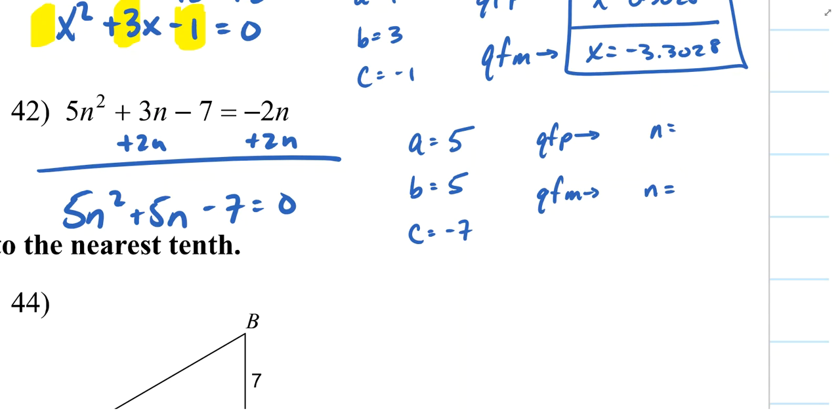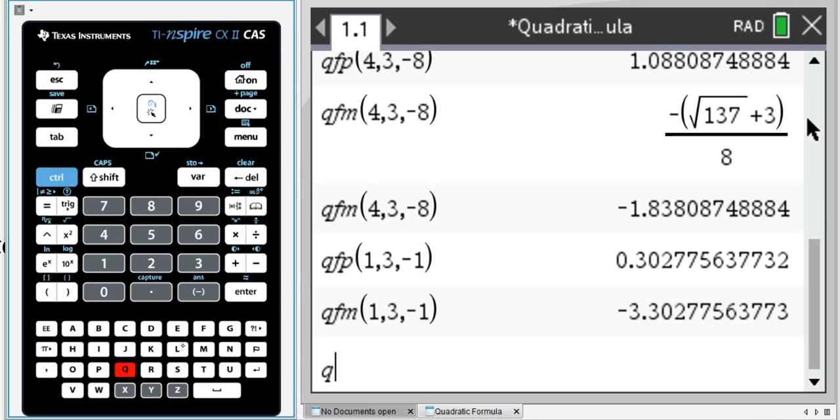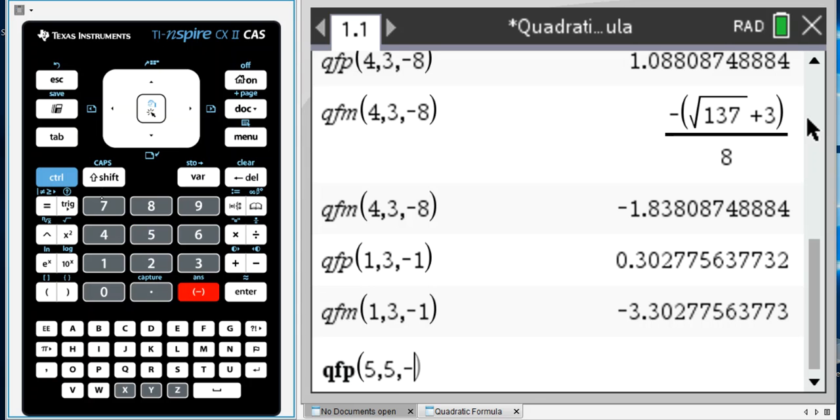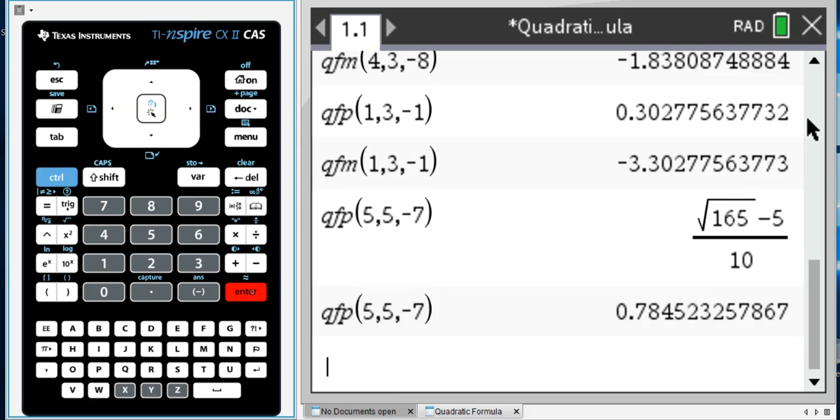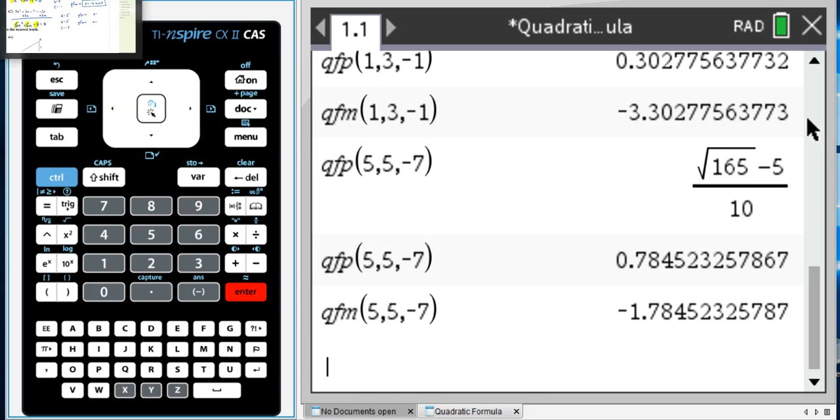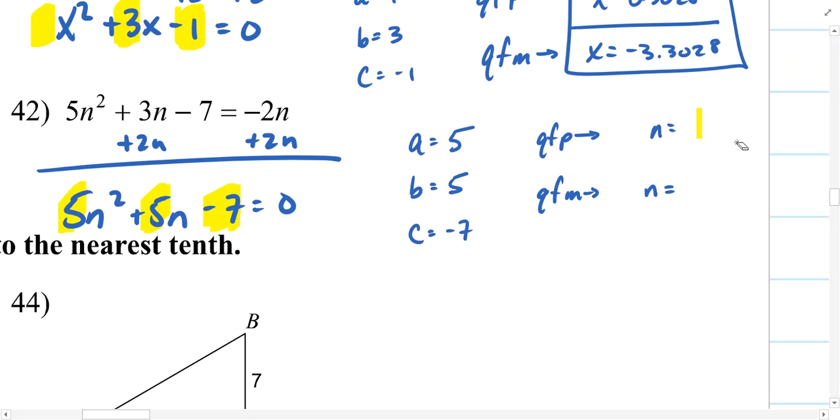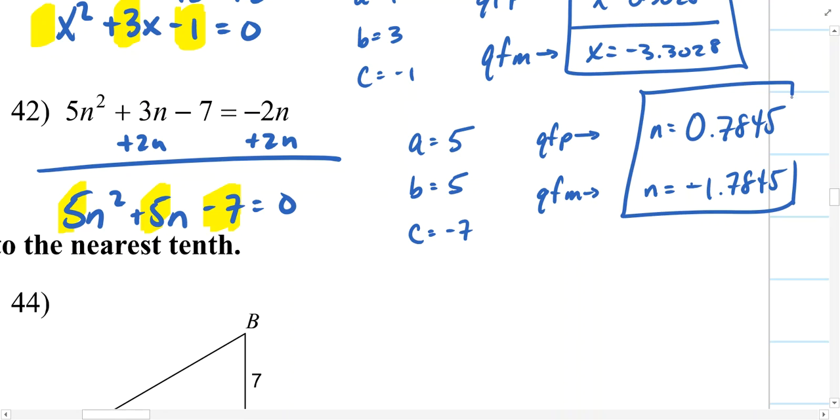All right, so I'm going to use an A value of 5, a B value of 5, and a C value of -7. So QFP 5, comma 5, comma -7. Oops, again I need the decimal answer, so there we go. And if I execute this again with a minus sign, so M, I got this result. So we've got 0.7845 for one solution and -1.7845 for the other.